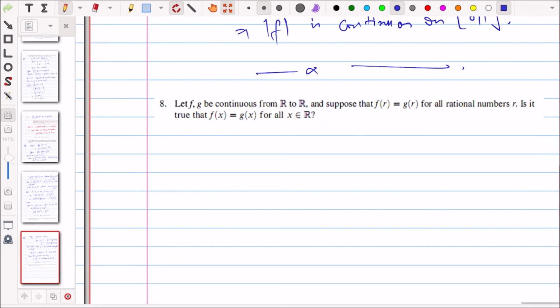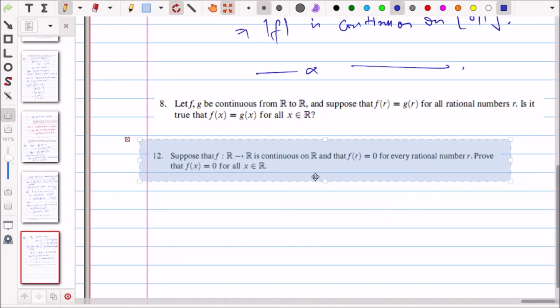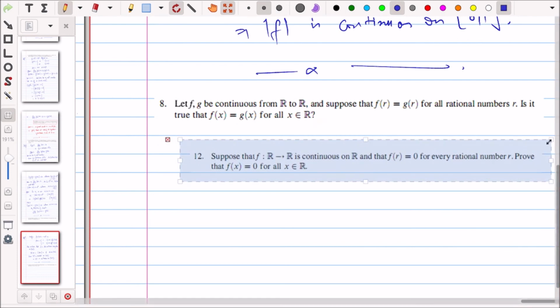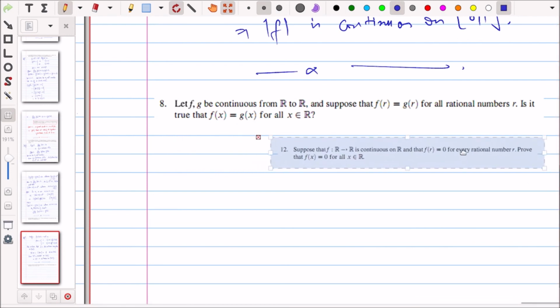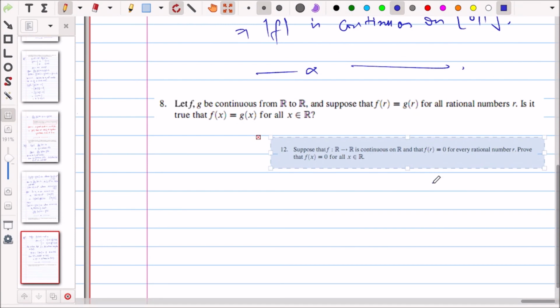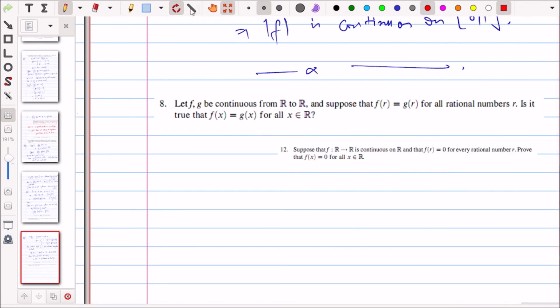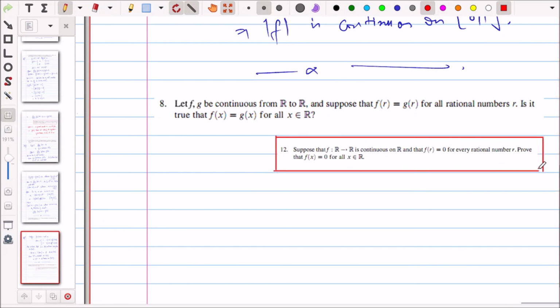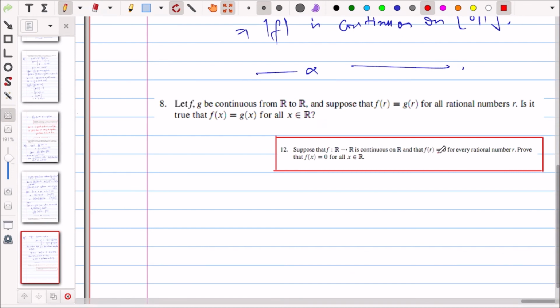Let me show you the question. It is similar to this question which we did in exercise 5.1, so we can use this result also. If f is continuous and f(r) is 0 for every rational number, prove that f(x) is equal to 0.